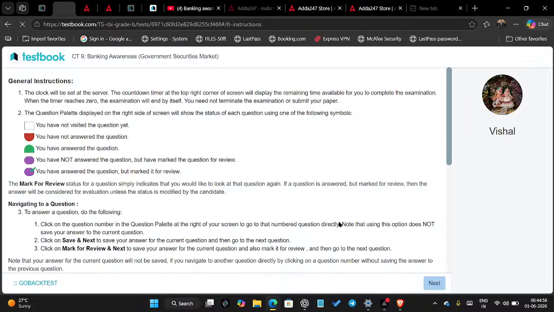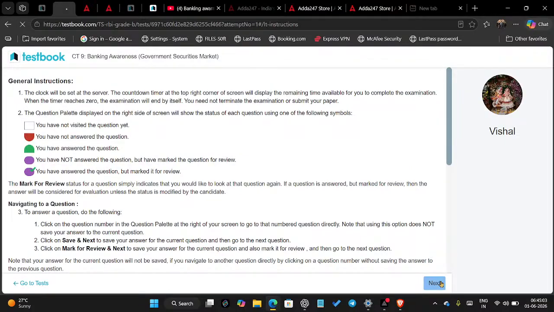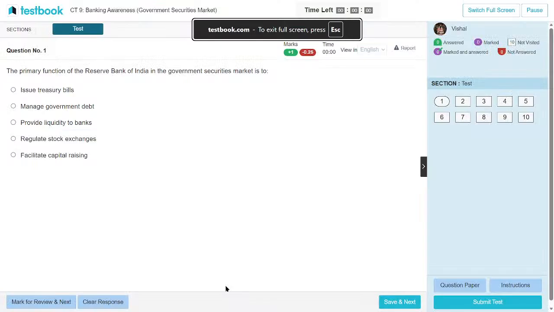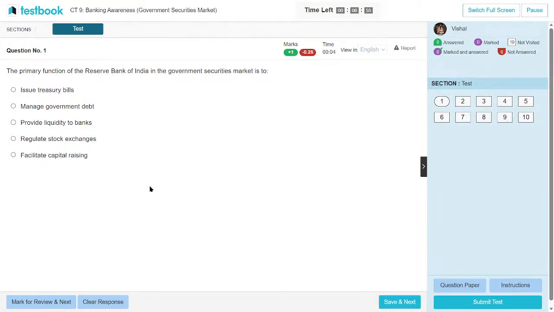Without further delay, we are going to attempt the banking awareness mocks, and the chapter name is Government Securities Market. Are you guys ready to attempt? Let's discuss. The primary function of Reserve Bank of India in the government security market is.